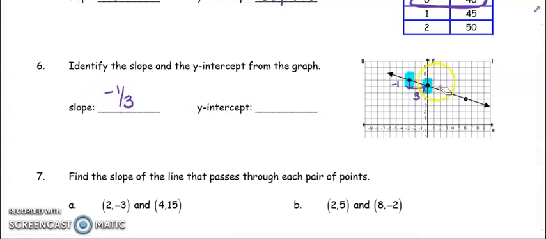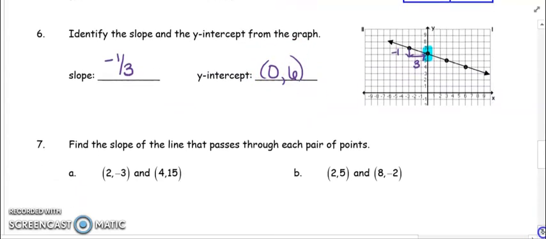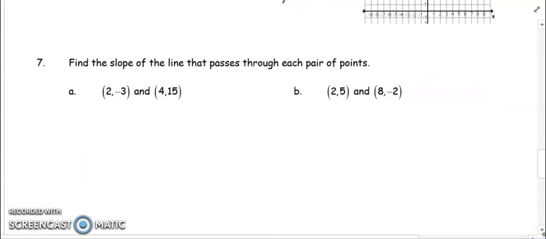Now, the y-intercept is where the graph crosses that y-axis. If I'm looking here, it's at the 6. And again, we always write the y-intercept as a coordinate. It is (0, 6). Now, moving right along, number 7, I want to be able to find the slope of the line that passes through these pairs of points.